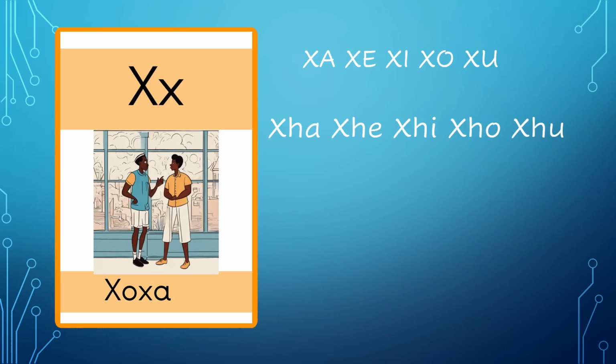The next letter is X. In Zulu, it will sound like xa, xe, xi, xo, xu. With an H, it will sound like xa, xe, xi, xo, xu. An example of this would be xoxa, which means to speak or to have a conversation.